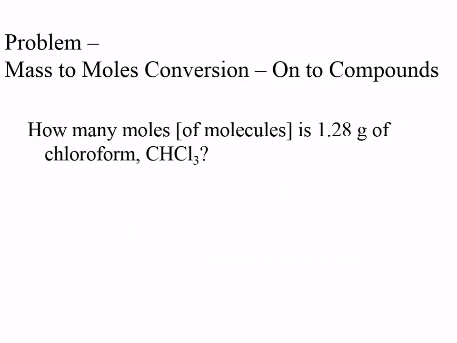So let's take it up a notch, and let's go to compounds now. Not just elements, but compounds. And we've been talking about how you get the molar mass of a compound. So we're going to pick on chloroform, which has a non-metal in carbon, a non-metal in hydrogen, a non-metal in chlorine. So that would be a molecular compound. How many moles is 1.28 grams of chloroform? So you're going to have to show me knocking out the molar mass, and do it the abbreviated way.